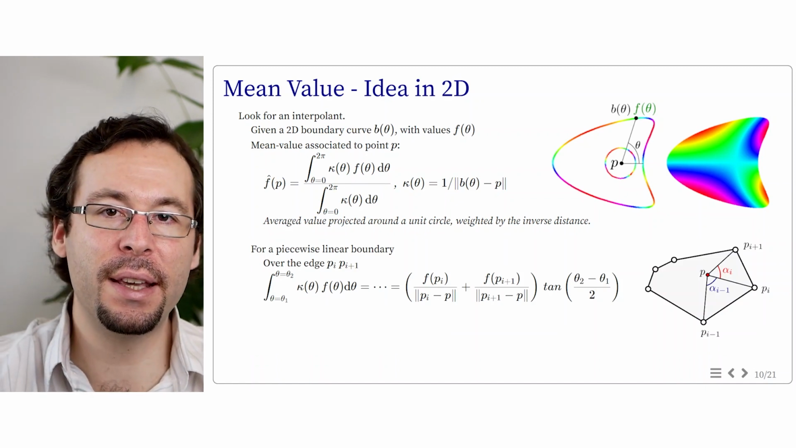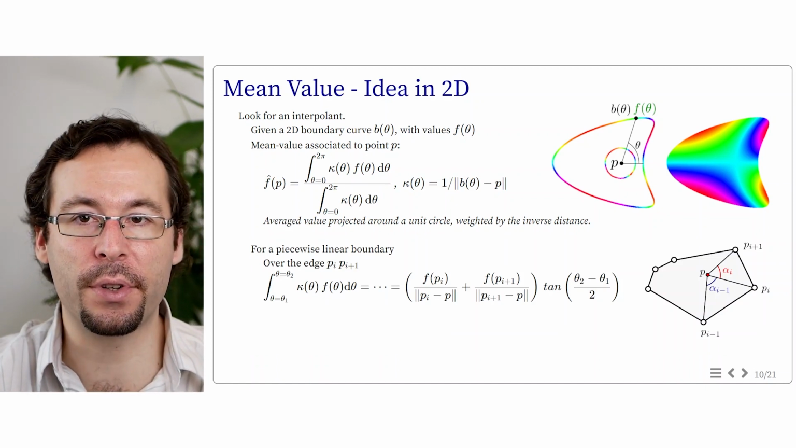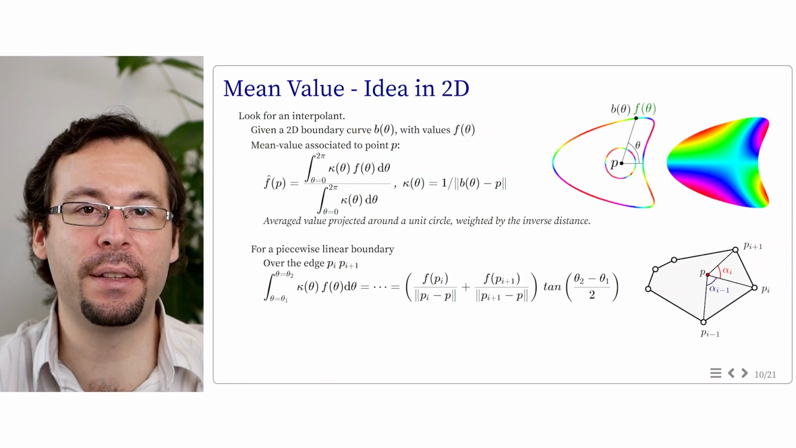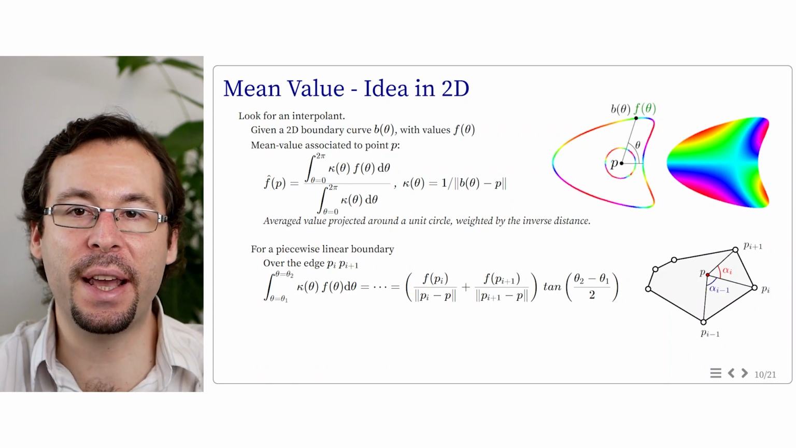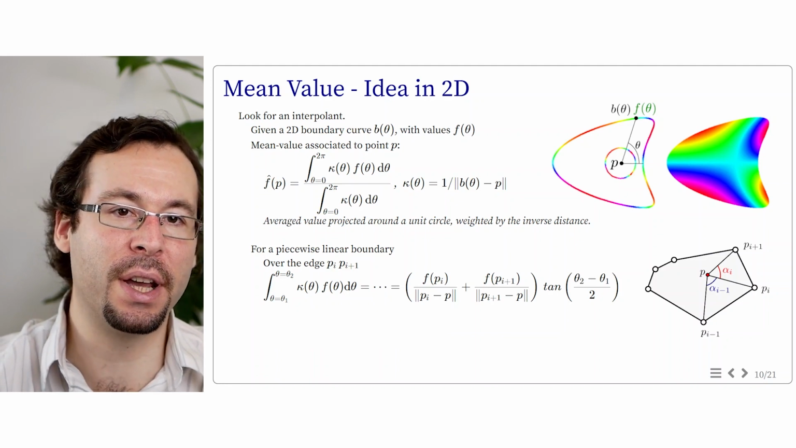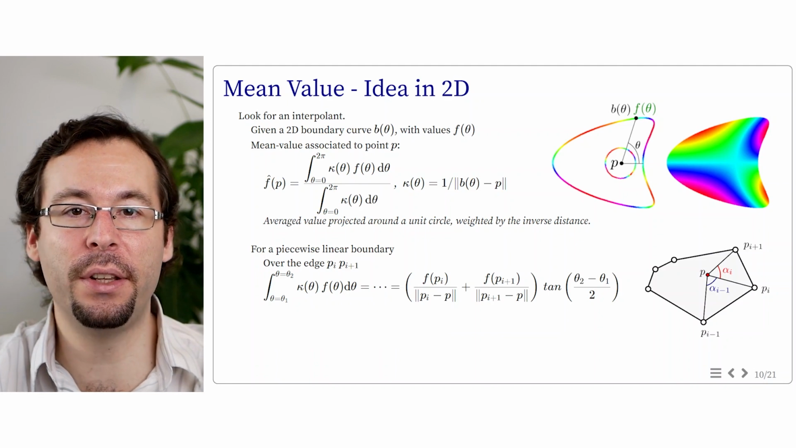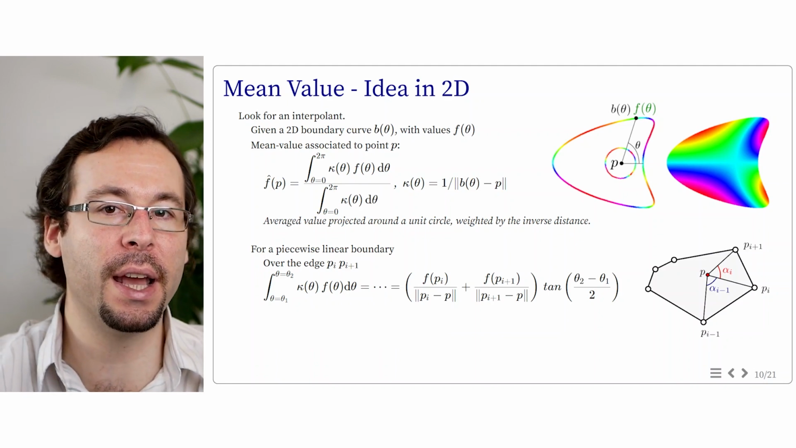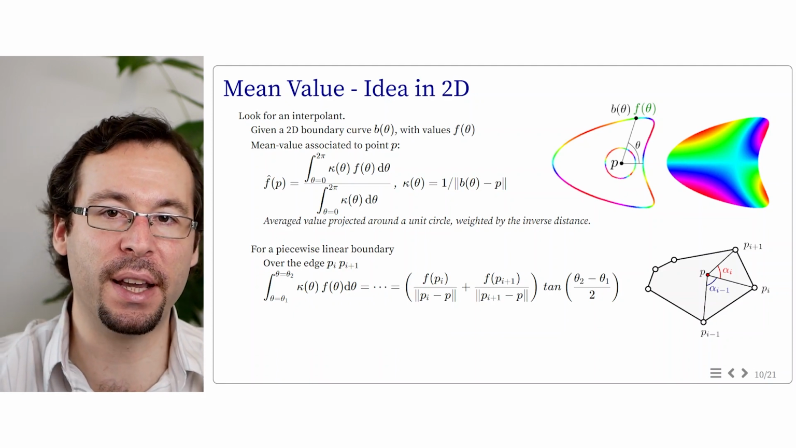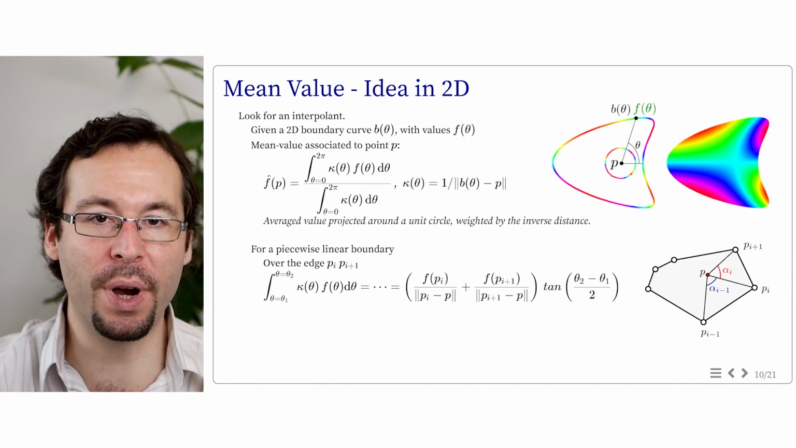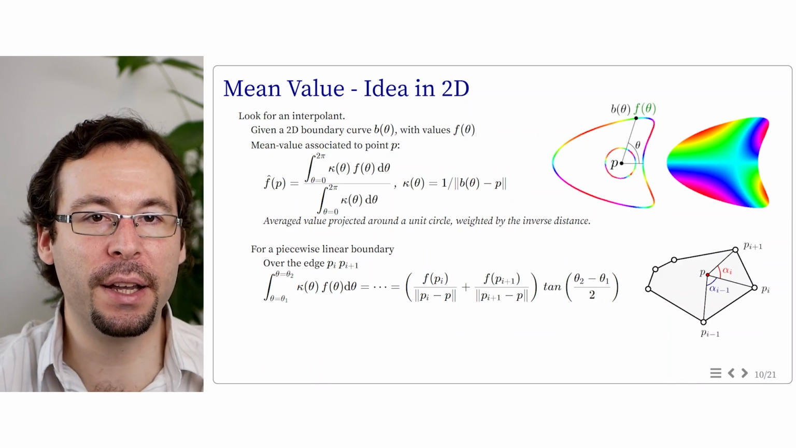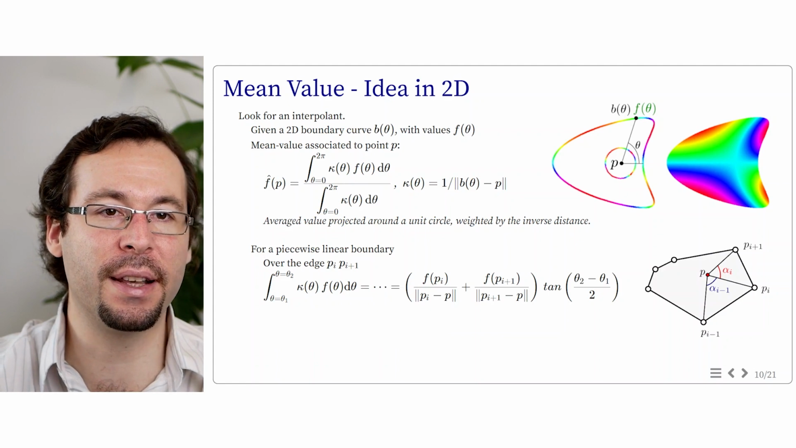So now in the case of cages, we don't have continuous curves, but actually piecewise linear boundaries. And in this case, the integral can be split on each edge. And each edge is the integral between some theta 1 and theta 2 of the inverse distance times f of theta. And in conducting the integral on a straight segment, we end up with the result being f of pi divided by the norm between pi and p, plus f of pi plus 1 divided by the distance between pi plus 1 and p, multiplied by the tangent of theta 2 minus theta 1 divided by 2.